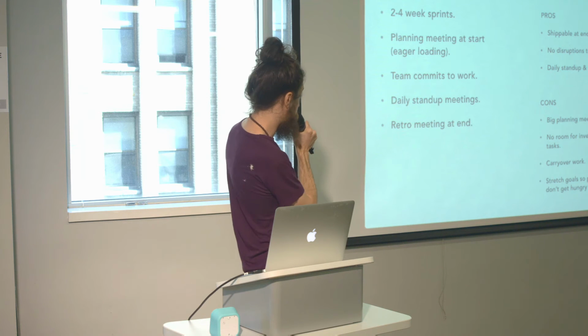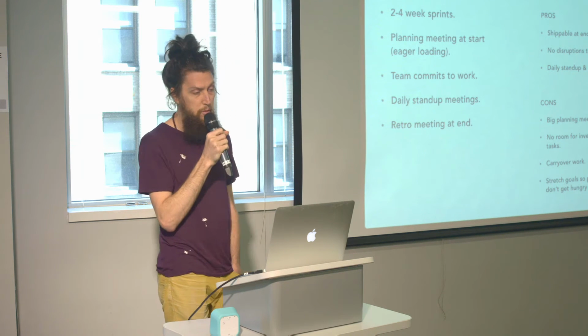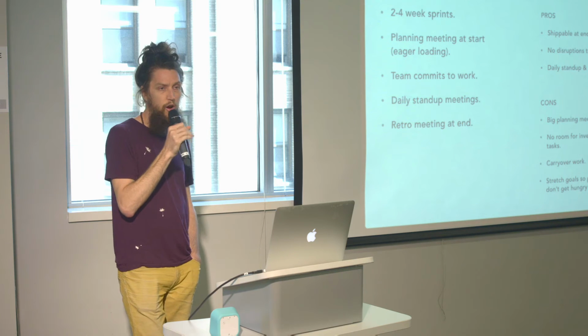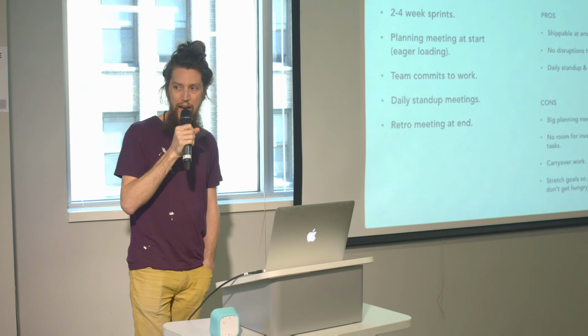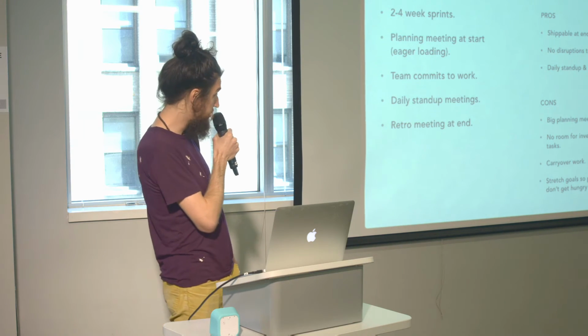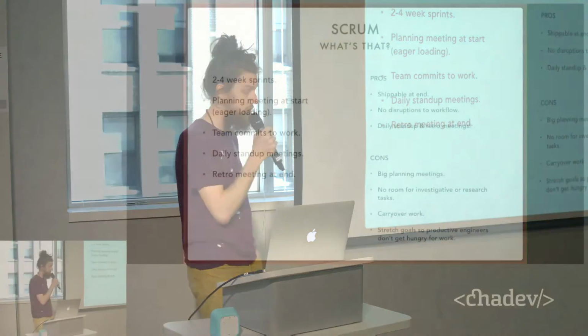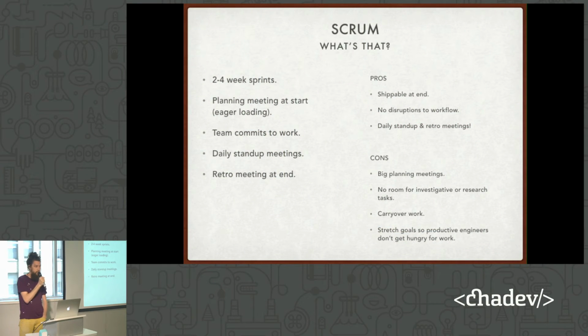Some of the pros of Scrum are that you're supposed to have a shippable product at the end of it. So at the end, all of the work that you said you're going to do should be done, and you can ship. There's no half-written features. You're not supposed to be disrupted during this sprint. So product owners or other stakeholders aren't supposed to interject work into your pipeline. They're not supposed to interrupt and say, hey, actually, I want this done. Leave the team alone. Let them get their work done. Daily stand-up and retro meetings are awesome. They're a great way to coordinate and a great way to fine-tune the process.